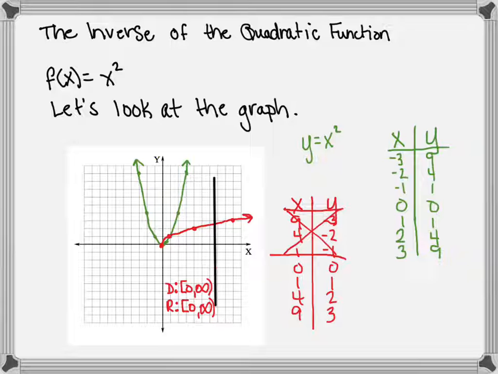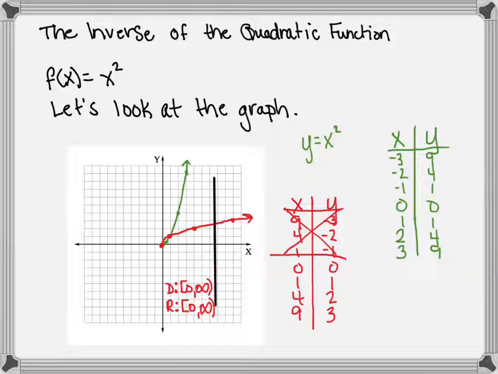Now, if we're looking at the graphs, if you recall, inverses are reflections of each other over the line y equals x. And now that we erased the bottom half of our sideways parabola in red, these graphs, the green original graph and our red inverse graph, are not reflections of each other over the line y equals x. And let's see if we can make them reflections of each other.